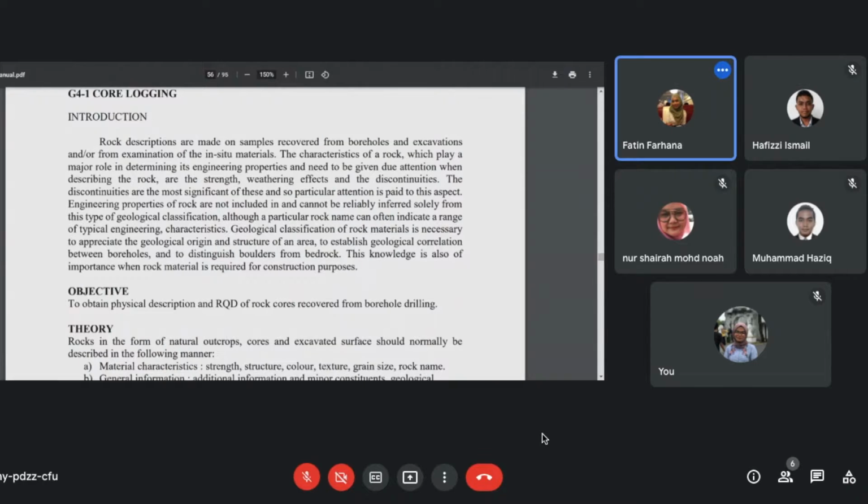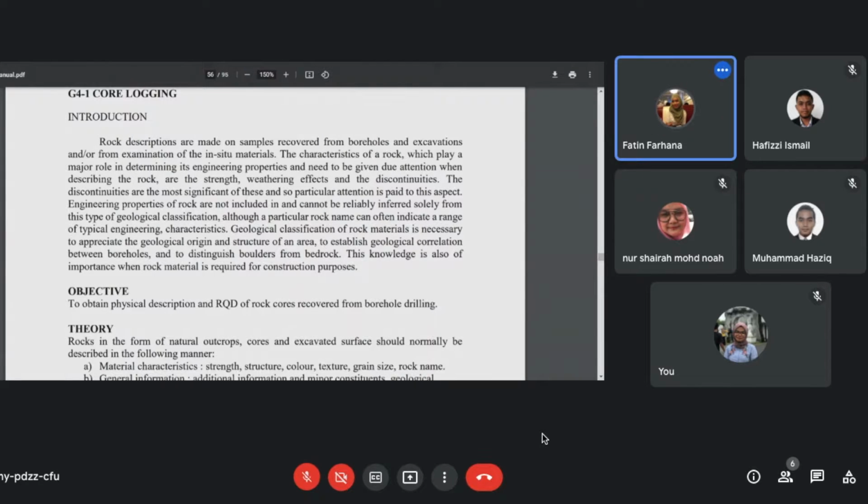So for core logging, I will explain a bit. For core logging, the sample is recovered from borehole and excavation. From the sample recovered from borehole, we will know the characteristics of a rock, which play a major role in determining its engineering properties and need to be given due attention when describing the rock, to know the strength, the weathering effect, and the discontinuities. The discontinuities are the most significant of these, so particular attention is paid to this aspect.